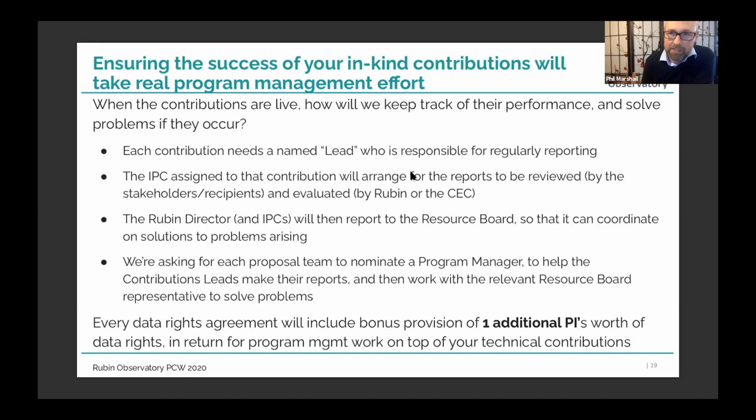Remember, the resource board is not yet stood up. We expect it to be where the US agencies and your own funding agencies talk to each other about what needs to happen. Now, in order to solve problems in your country, the reporting needs to feed back to you, and then changes may need to happen. And I think to make those changes happen and also to make sure that the reporting happens is going to need a little bit of program management effort on your part. How much is needed will vary from program to program depending on its size. But we only deal in integer numbers of PI values. So recognizing that this is real work, we're saying that each proposal team can count on an additional PI's worth of data rights in return for doing this needed program management work. So this is a new thing.